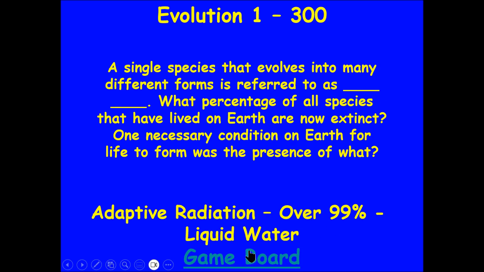All right, so when you have a species that evolves into many different ones, for example, the finches on the Galapagos Islands, that's called adaptive radiation. Over 99% of the living things that have ever been on this planet are now extinct, which hopefully is startling to you and will urge you to preserve what we have left on this planet. And water is important, but liquid water is what we needed for the ability of organisms to evolve. Because obviously, if it's frozen water, they can't move, and if it's in the atmosphere, gravity is going to cause problems. So we needed liquid water, specifically in our oceans.